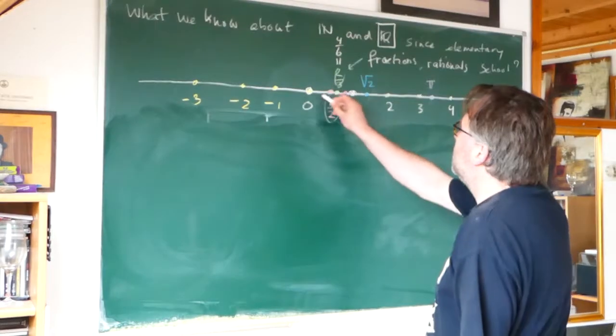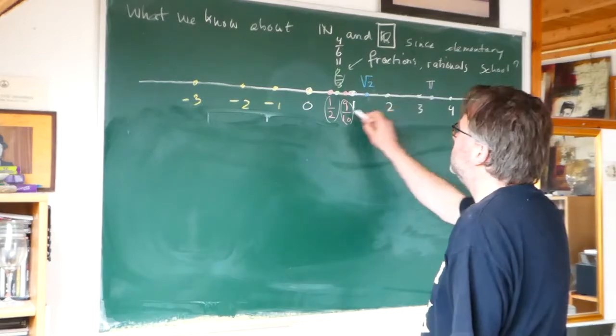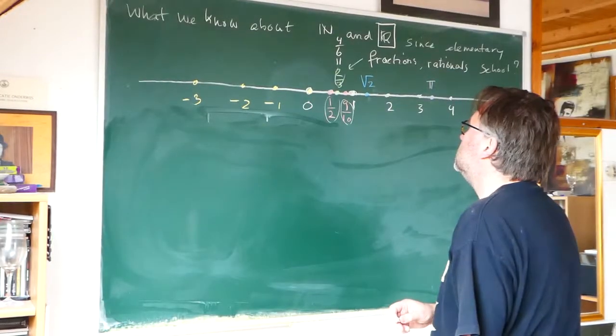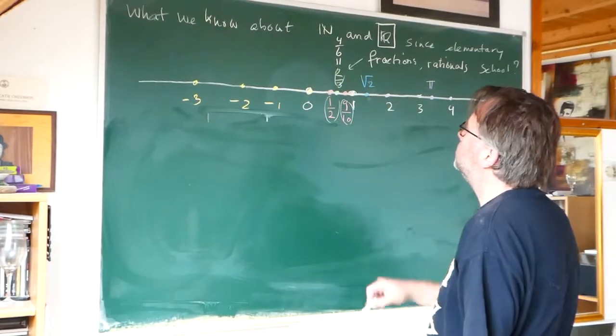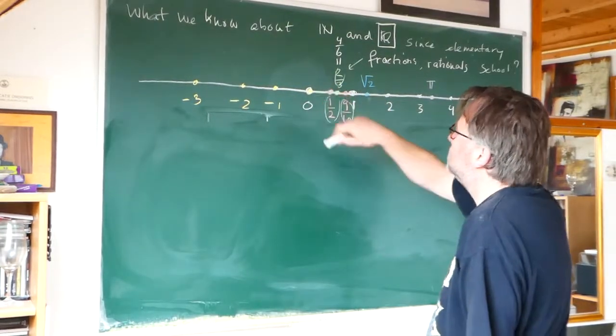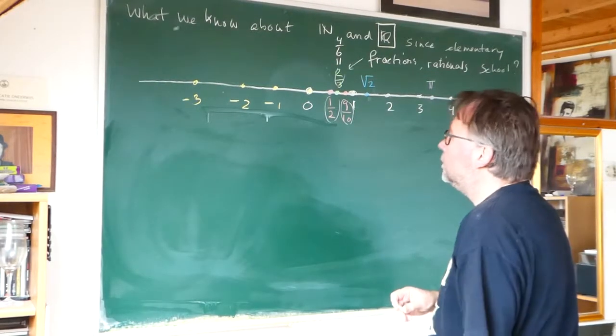It has all these numbers in between the markers. The markers are 1, 2, 3, 0, minus 1. For instance, there's 1 over 2. That's right in the middle between these two. 1 over 2.